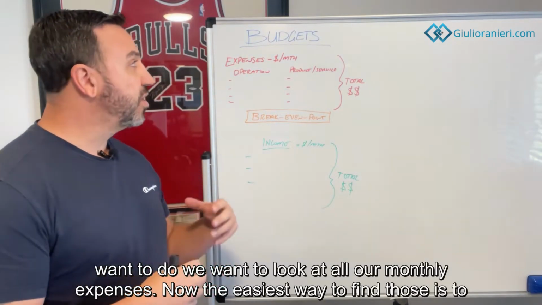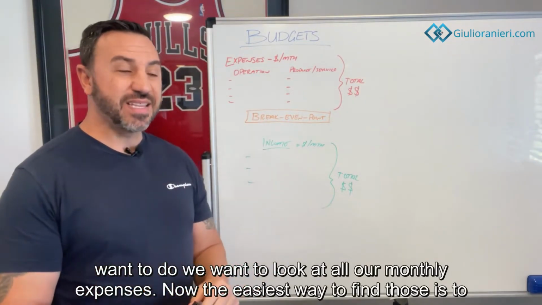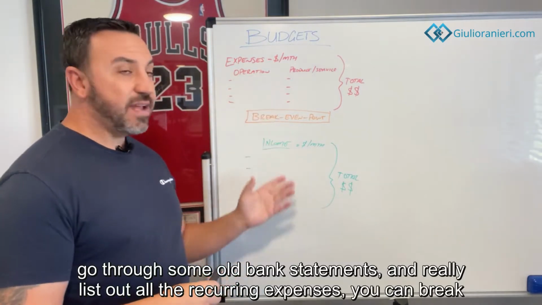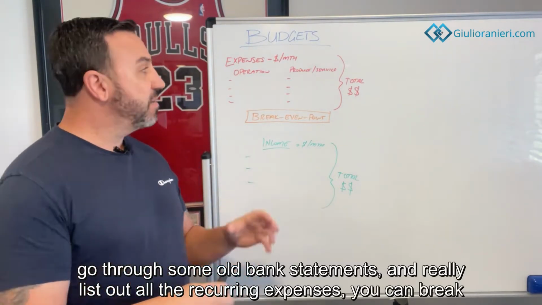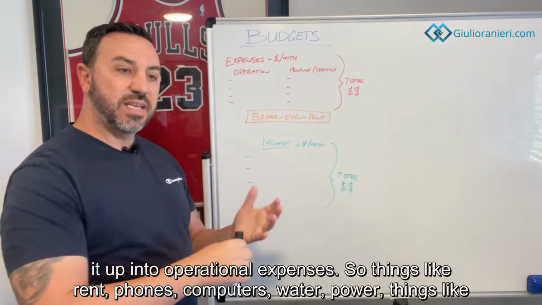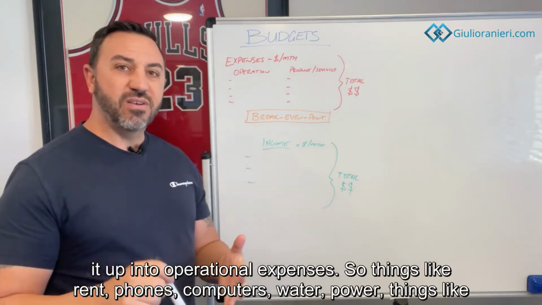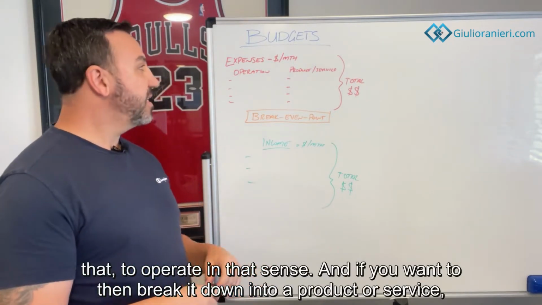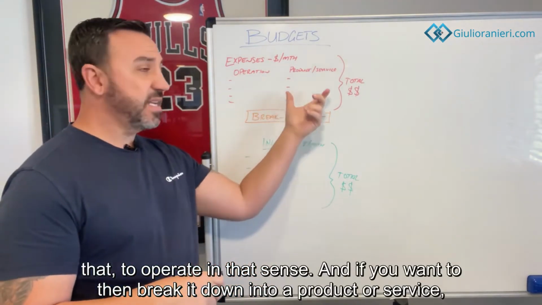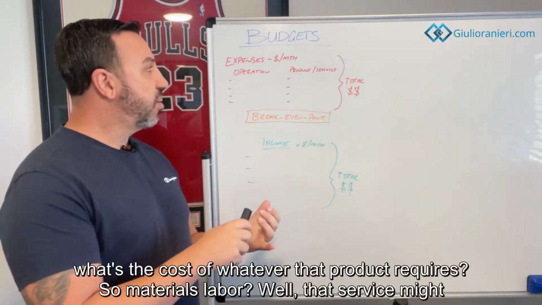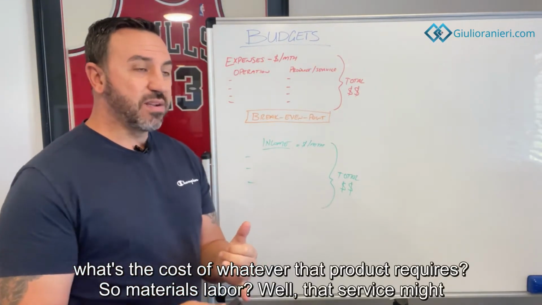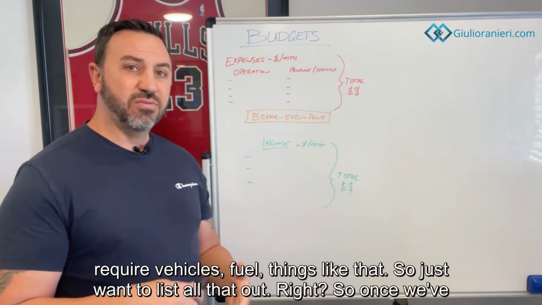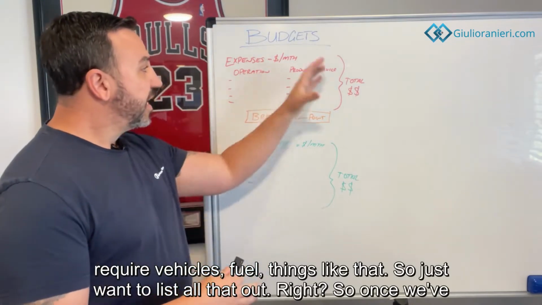So the first thing we want to do is look at all our monthly expenses. Now, the easiest way to find those is to go through some old bank statements and really list out all the recurring expenses. You can break it up into operational expenses, so things like rent, phones, computers, water, power, things like that to operate in that sense. And if you want to then break it down into a product or service, what's the cost of whatever that product requires, so materials, labor, or that service might require vehicles, fuel, things like that. So you just want to list all that out, right?